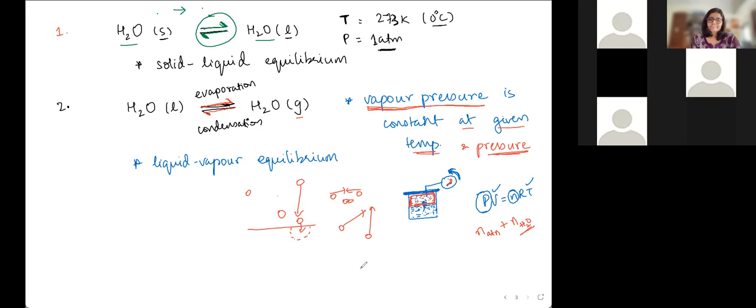And this is not the same thing as what happens in solid-liquid equilibrium, right? That's different, because it's solid and liquid. There's no pressure associated with a solid, only gases exert pressure.